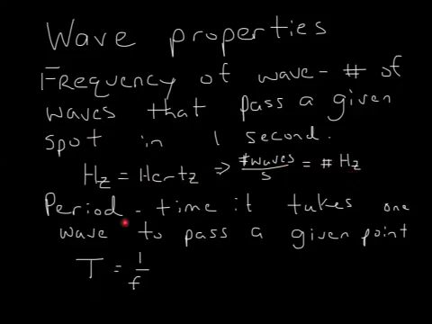Another property is period, and that is the time it takes one wave to pass a given point. And these two are inversely related. So the period equals 1 over f, or the frequency would obviously be equal to 1 over the period.